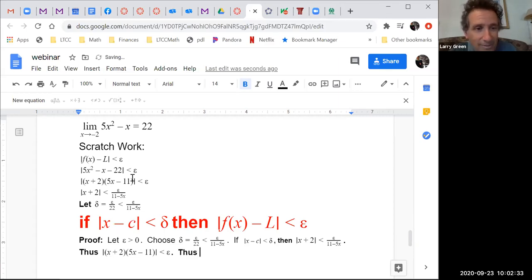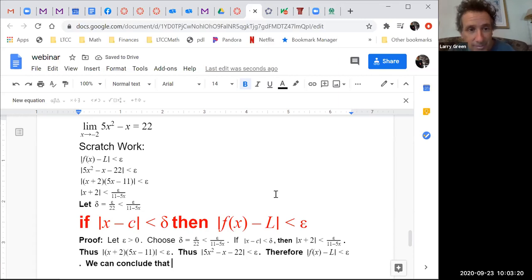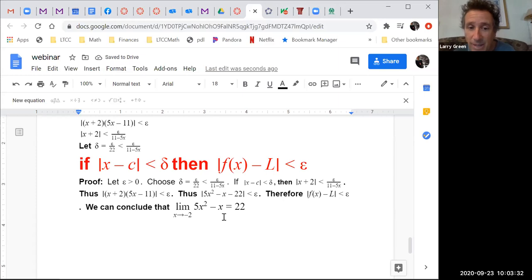Thus, and then we can multiply through. And if you multiply through, we get 5x squared minus x minus 22 is less than epsilon. Therefore, our goal is complete. There we go. So we can conclude that the limit as x approaches -2 of 5x squared minus x equals 22.